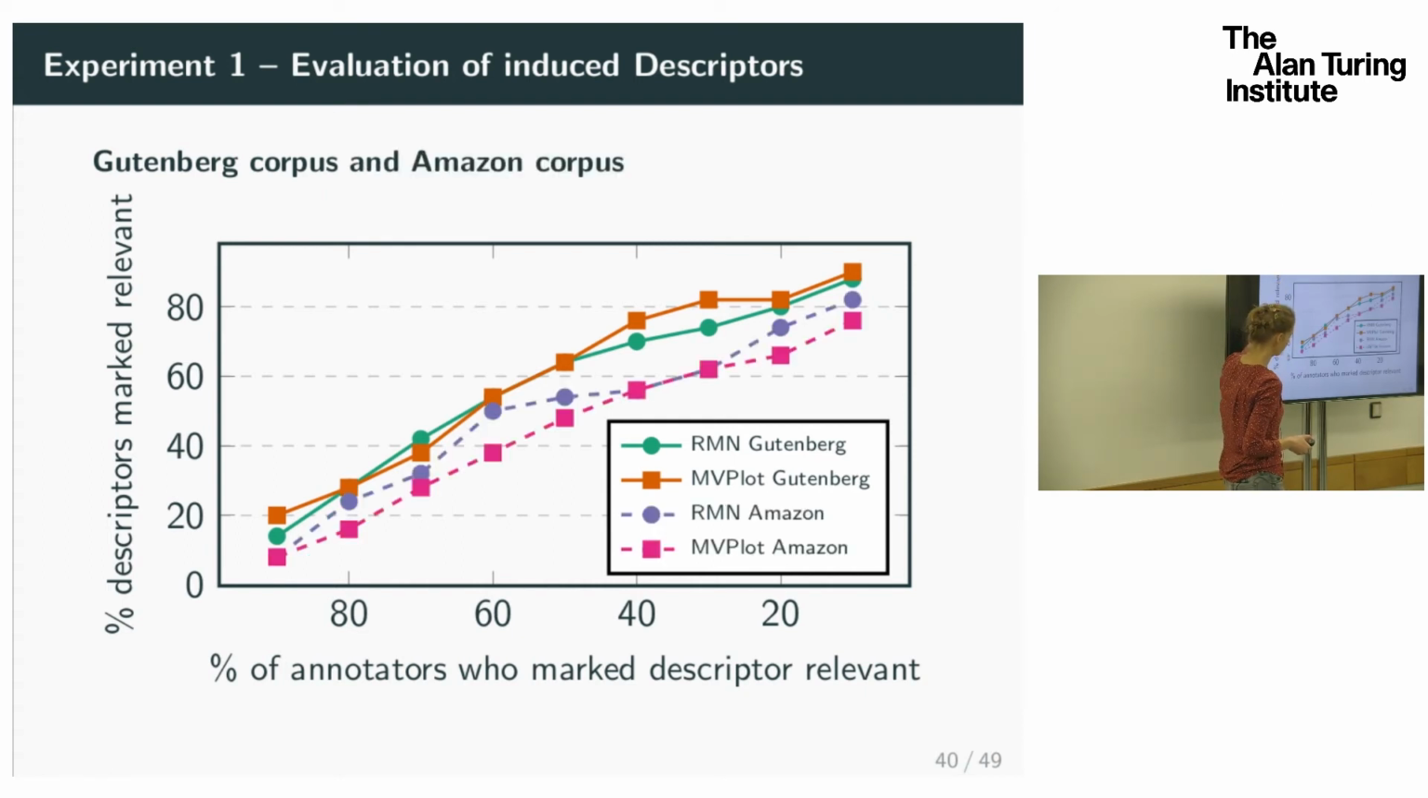This is on the Gutenberg corpus, and this is on the Amazon corpus. Again, the 2 lines look very similar. And what we can deduce from this is that the relation descriptors emerging from our model are similarly intuitive to Mechanical Turkers as the relation descriptors emerging from the original RMN model, which we take as positive because we have the more complex multi-view objective, but we don't compromise in interpretability despite this more complex objective.